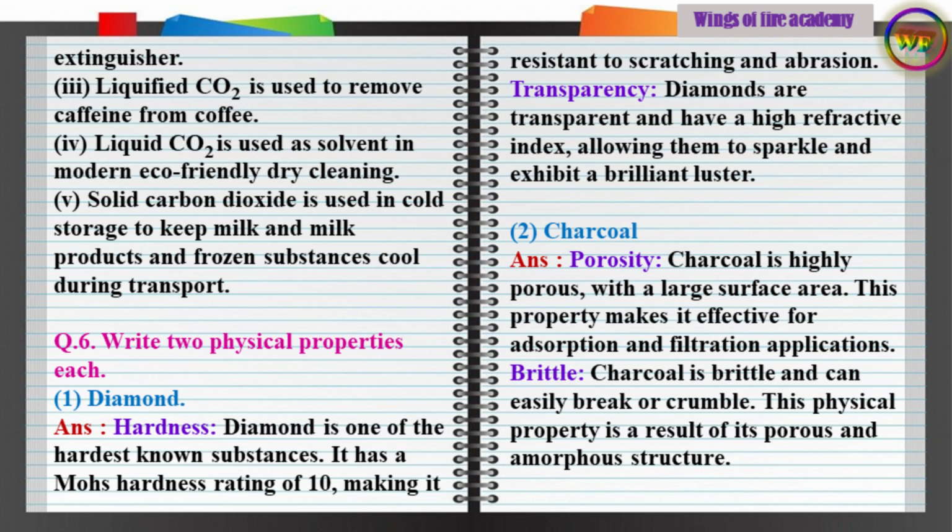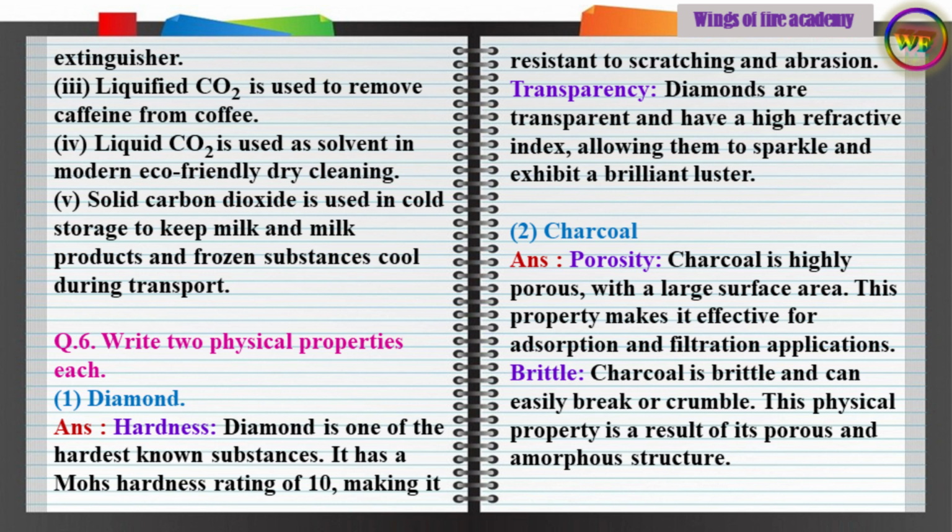Liquid CO2 is used as solvent in modern eco-friendly dry cleaning. 5. Solid carbon dioxide is used in cold storage to keep milk and milk products and frozen substances cool during transport. Question 6. Write two physical properties each.